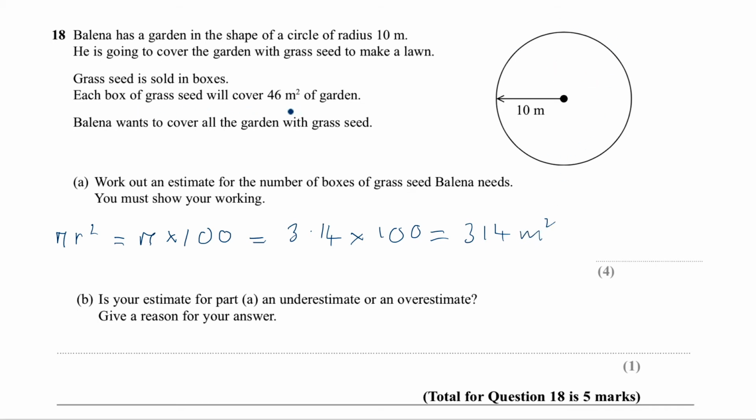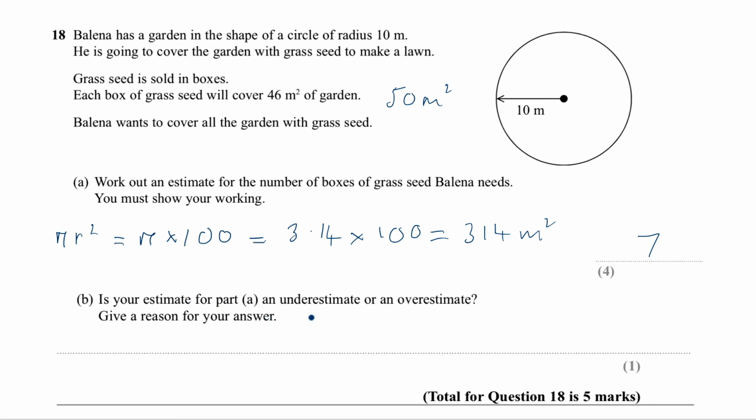Each box of grass seed will cover 46 square metres. Let's say that's about 50 square metres, because we're allowed to estimate. We've got 314. You will probably remember that 6 fifties is 300. Well, we've got 314. We're going to need 7 boxes because that's 14 more. 50 is more than is in each box. So we're going to need 7 boxes.